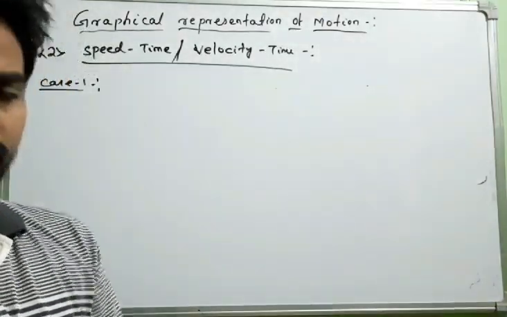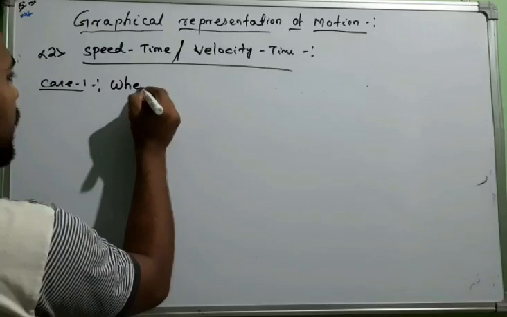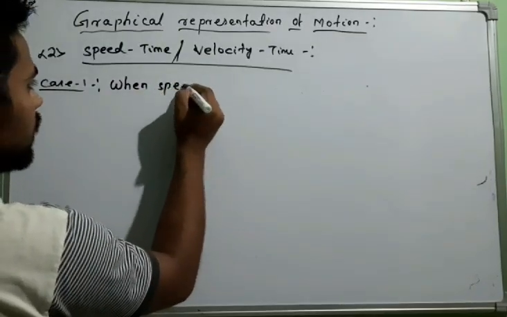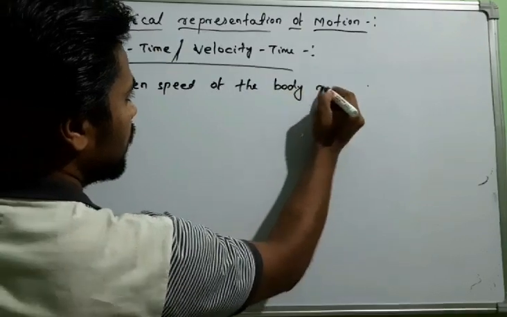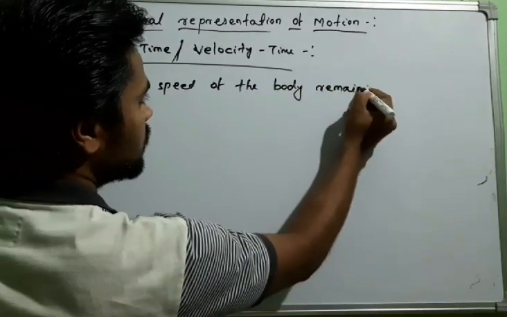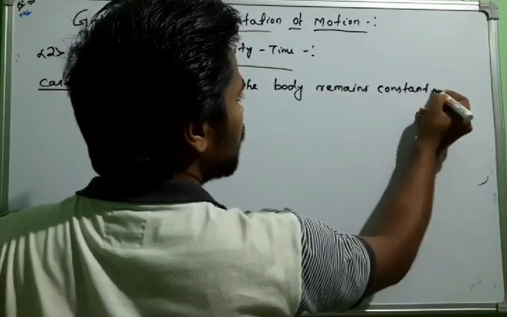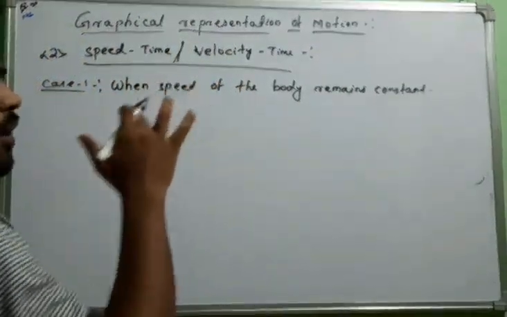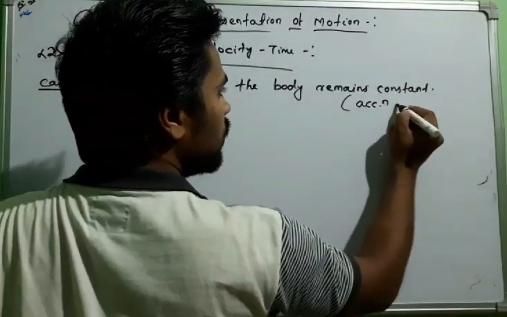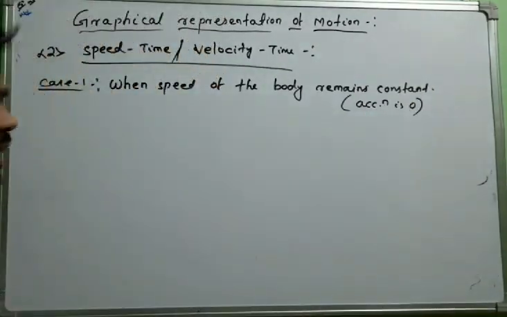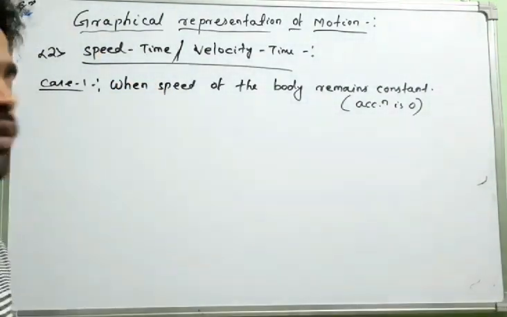When the speed of the body remains constant, that means acceleration is 0. Acceleration is 0 at that time. So in that case, what is the graph of speed versus time or velocity versus time?